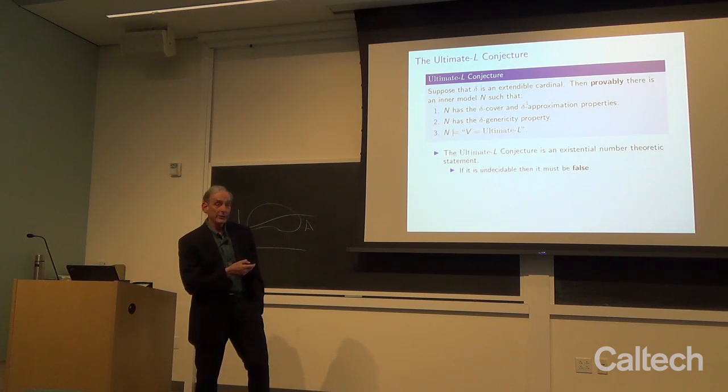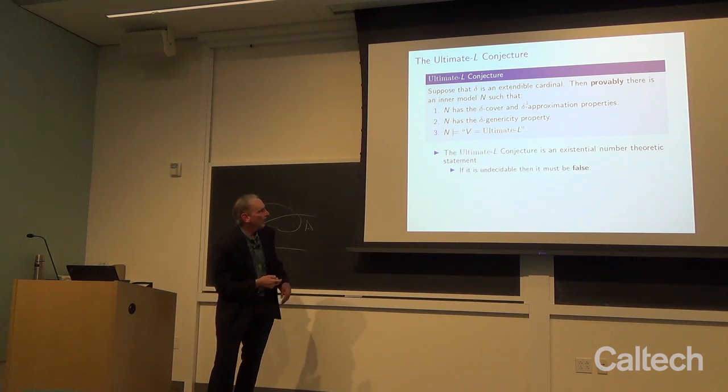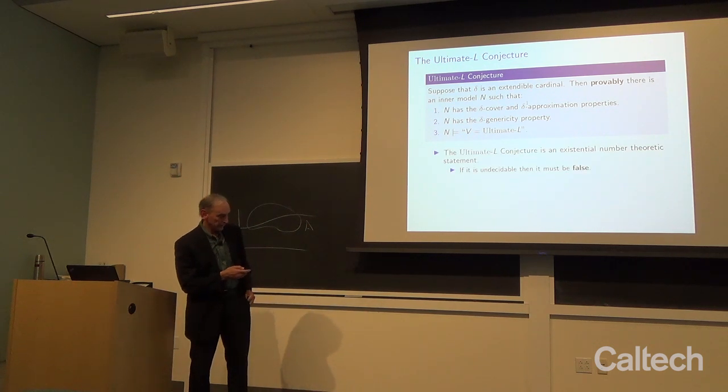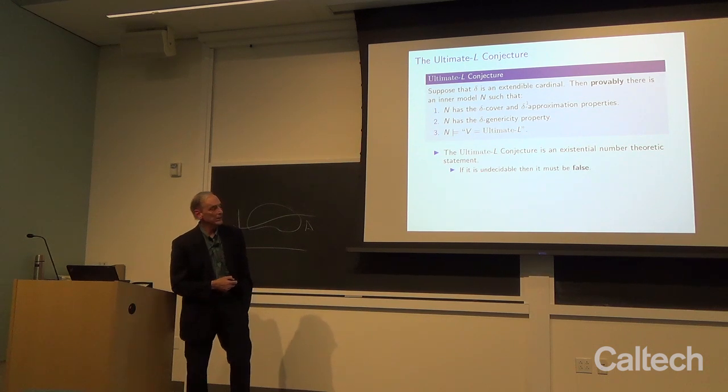Now, right, by the universality theorems. There's no Scott's theorem. Now, I want to stress that the Ultimate L conjecture is an existential number theoretic statement. It's saying provably, so if it's undecidable, it's false.